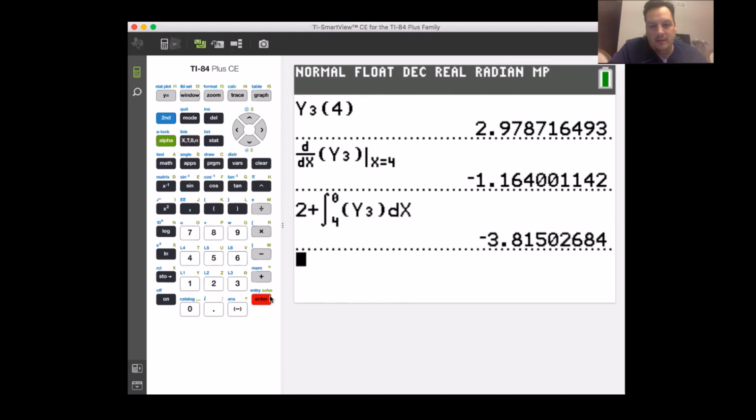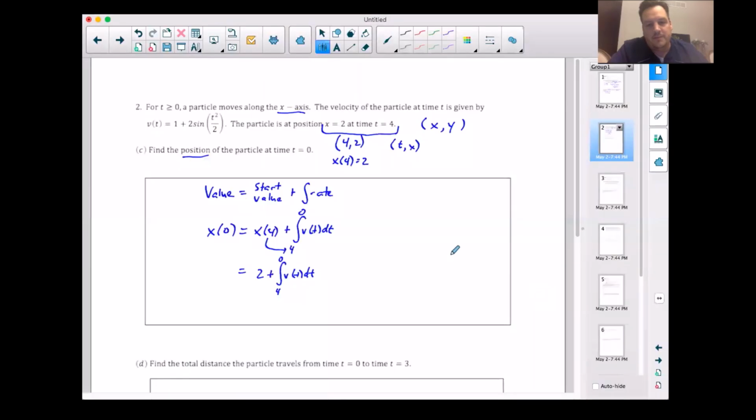and we wait for a somewhat long time, we get our answer of negative 3.8152684. And we can type this now into our answer. So our final answer is going to be negative 3.815. And that's it. That's the position.